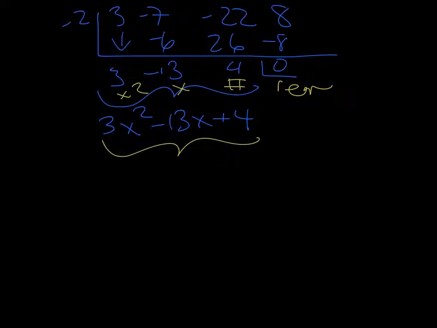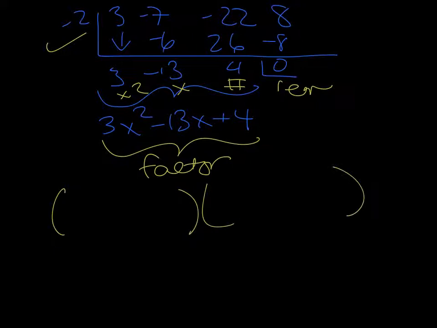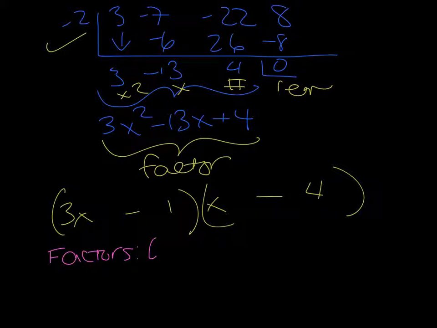So now that I've gotten it down to a quadratic, I know negative 2 works. I'm going to factor the rest. So if I factor that, that comes out to 3x and x, and then 4 and 1, if I want a negative 13 and a positive 4. And so my factors, if I want you to have them listed as factors, the minus 2 will give me an x plus 2.